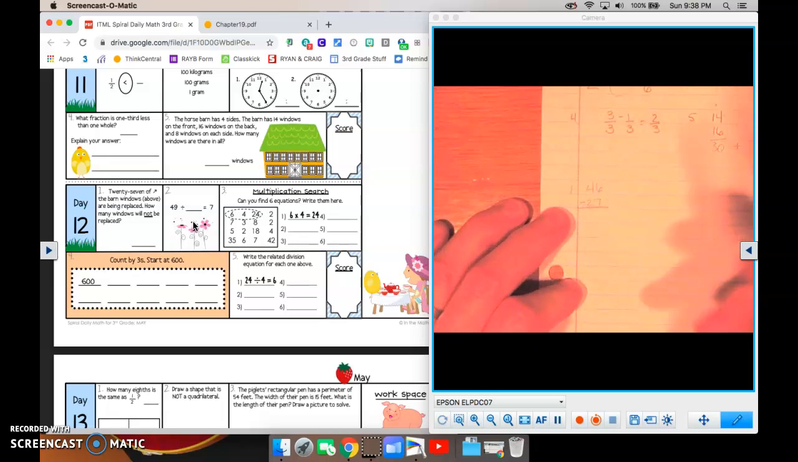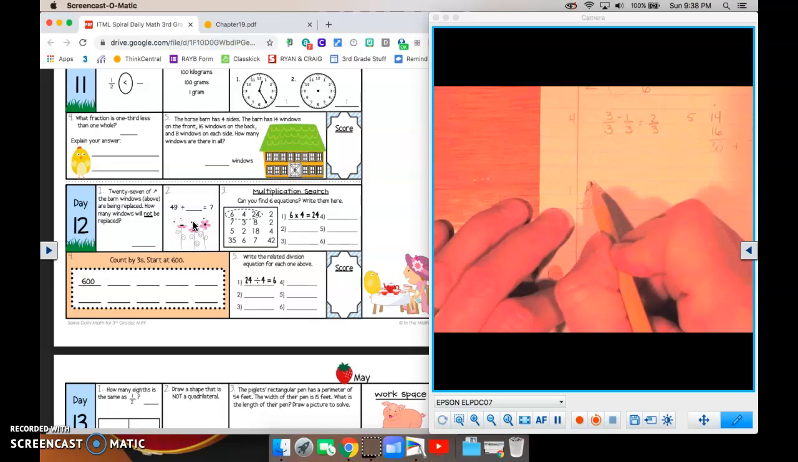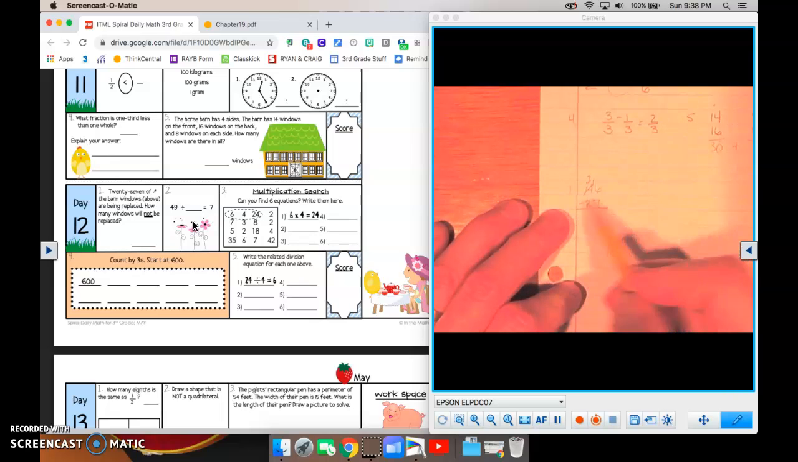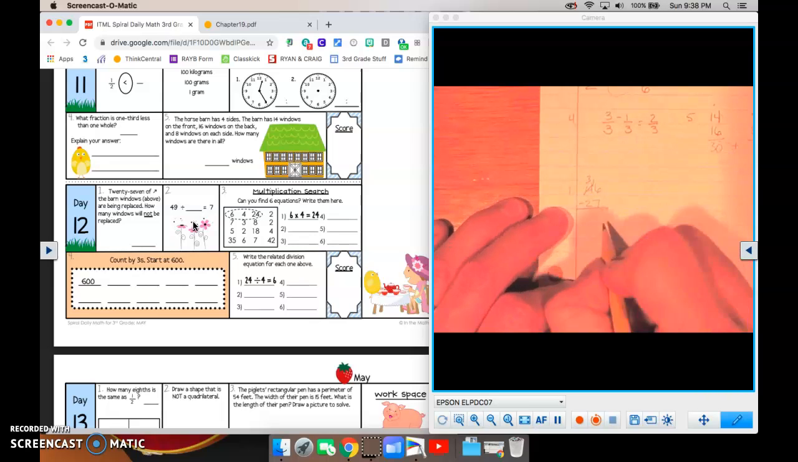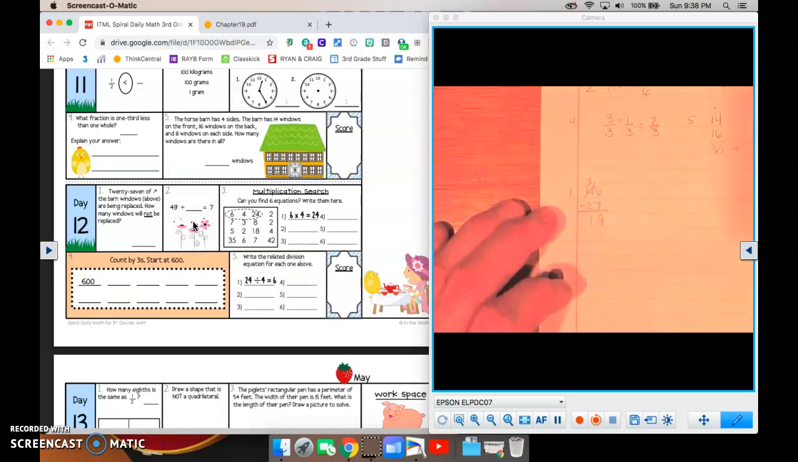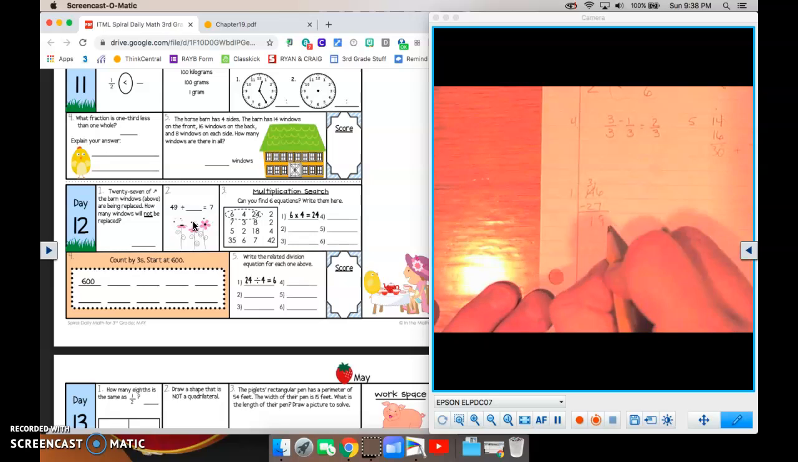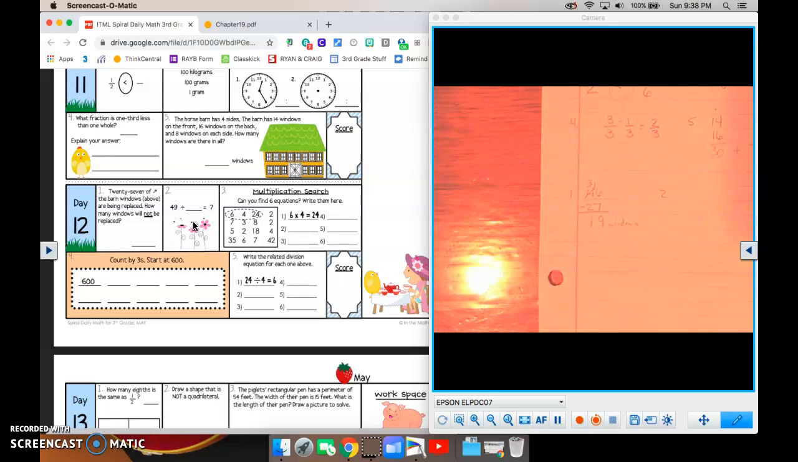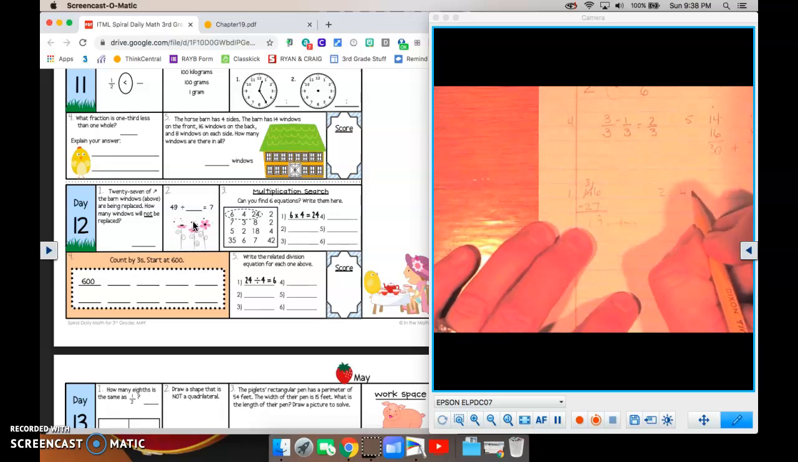6 minus 7, can't do it. More on the floor, borrow from next door. So 16 minus 7, now we can. That's a 9. And 3 minus 2 is 1. So there we go. 19 windows will not be replaced. Number two, 49 divided by something equals 7.